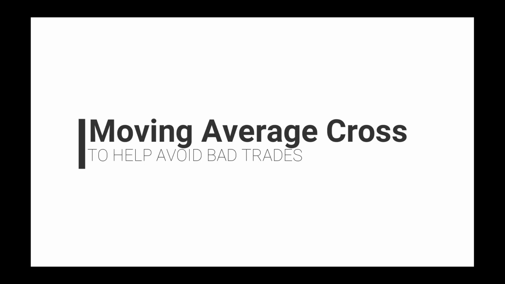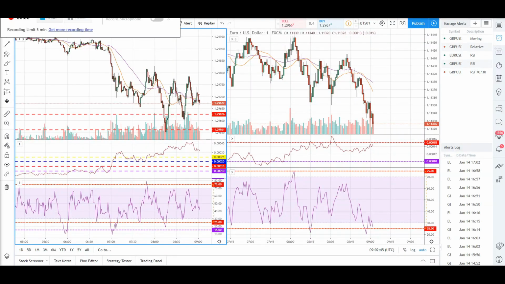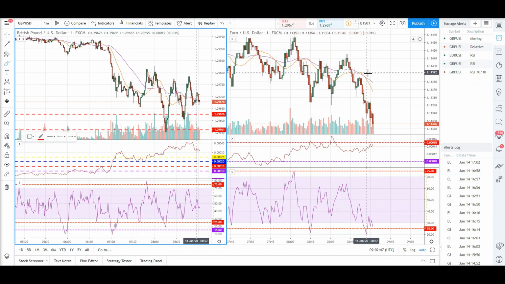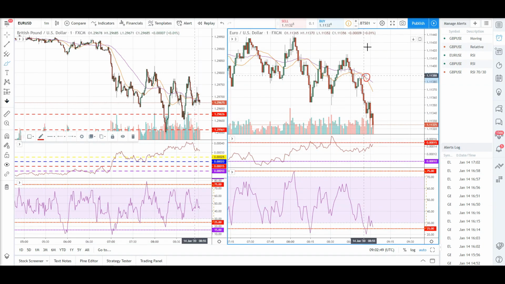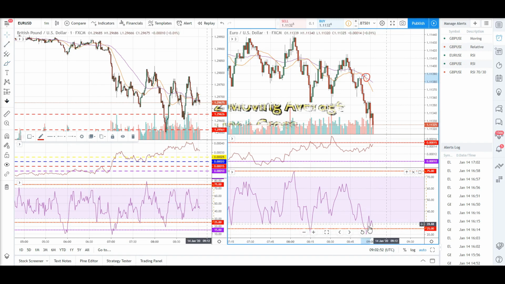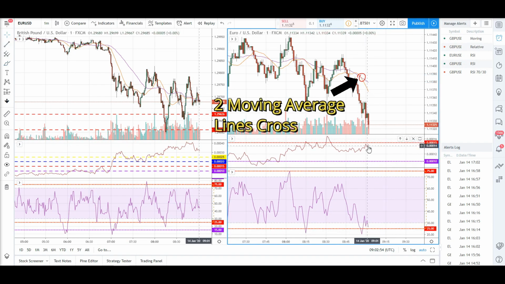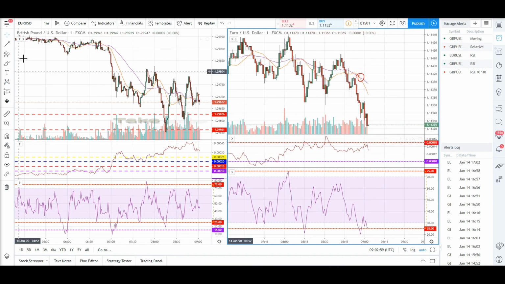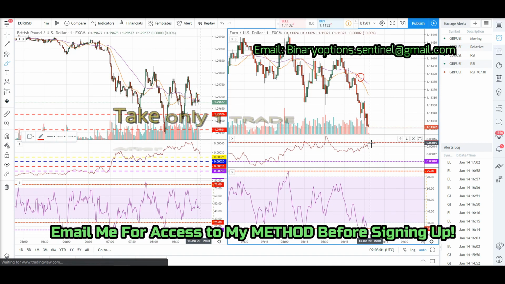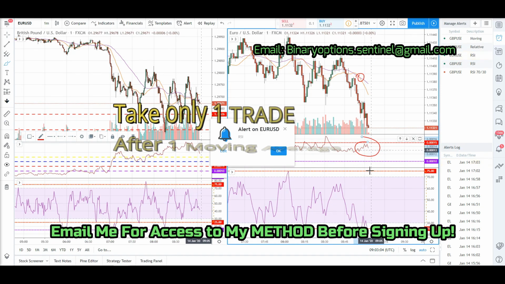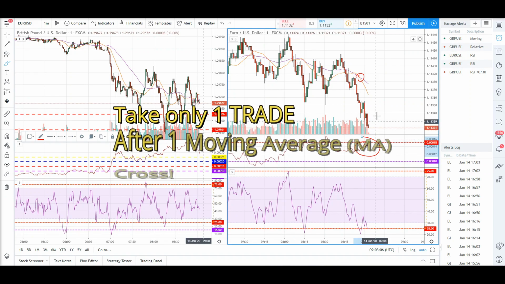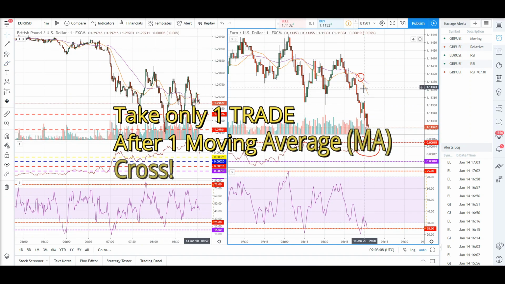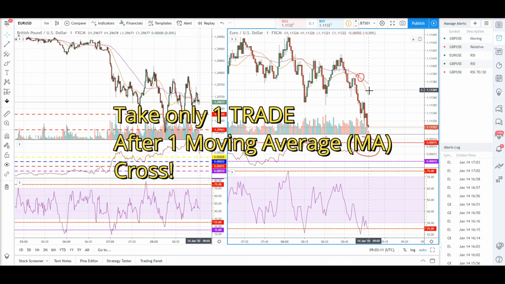The additional criteria I was mentioning is to add the moving average cross as one more criteria. This is the extra condition that I should take note of when I use Binbot Pro to avoid more bad conditions. I only take one trade after each moving average cross, which is the first RSI outside channel, or in other words the first alert from tradingview.com after one moving average cross.